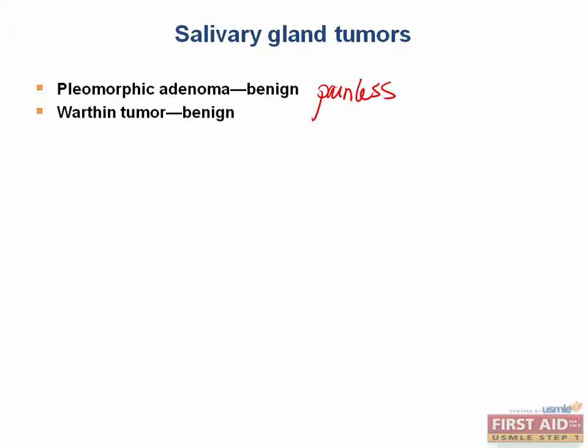Warthin tumor is another benign growth. A Warthin tumor is actually salivary gland tissue growing in a lymph node. What kind of growth is this? It's known as heterotopic growth.